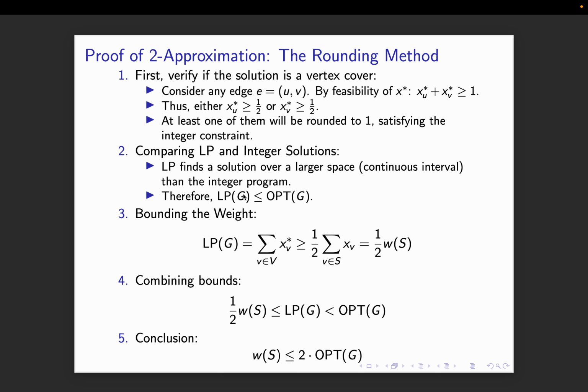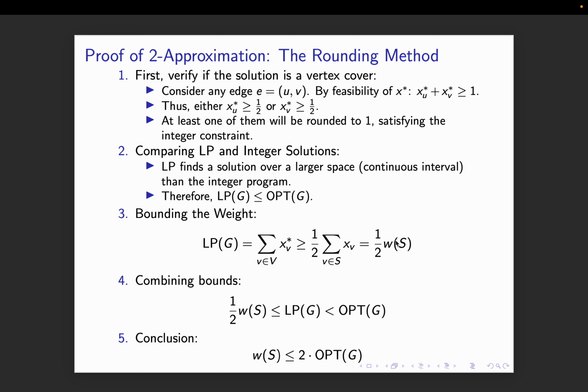That's equation number 1. Now let's bound the weight. So LP of G is the sum over all the vertices of xv star. Now let's say I chose only those vertices which I put into S, right? And all of their values must have been greater than half. So this has to be greater than half times xv, over all of them which were included in the solution by rounding, right?